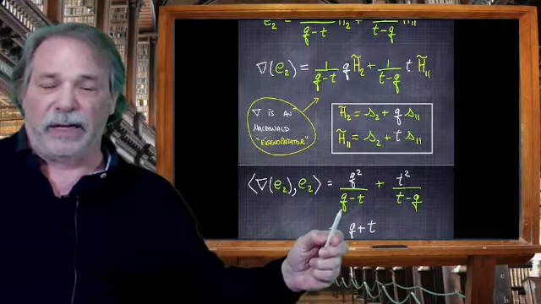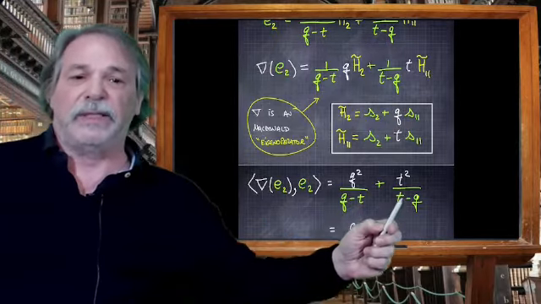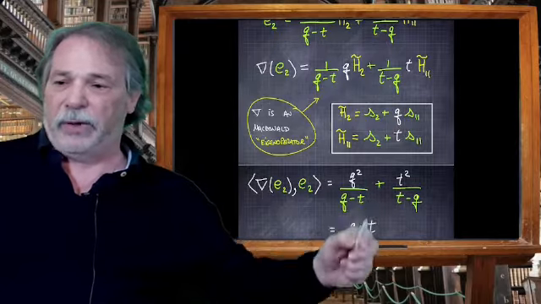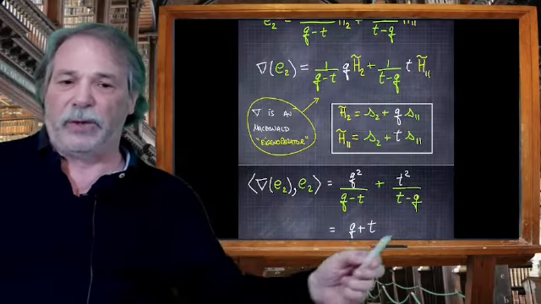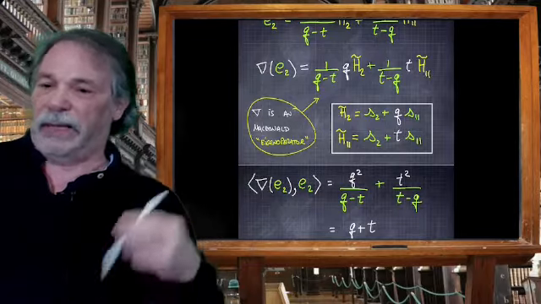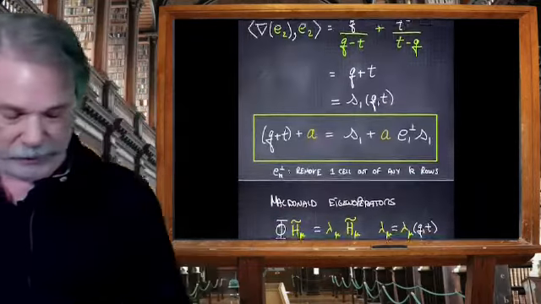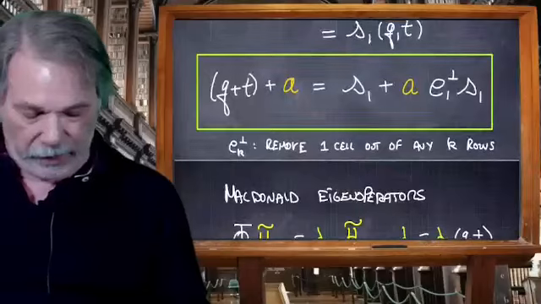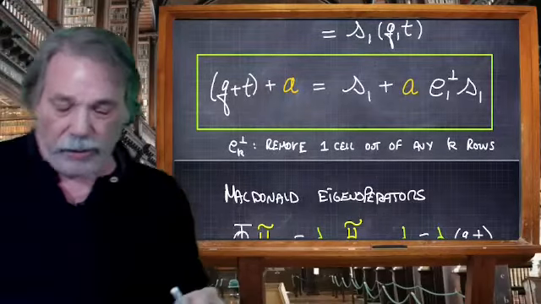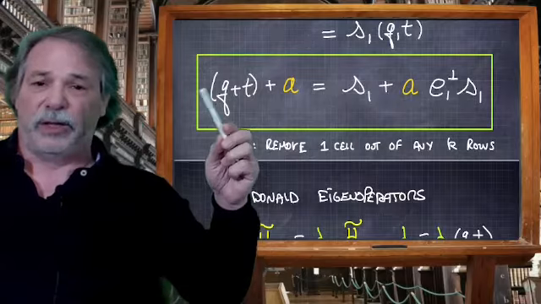Observe that here it's q minus t and here t minus q. So there's a sign here. And if you divide the two, you get q plus t. So that's where Macdonald polynomials come into play. Now, that's q plus t.